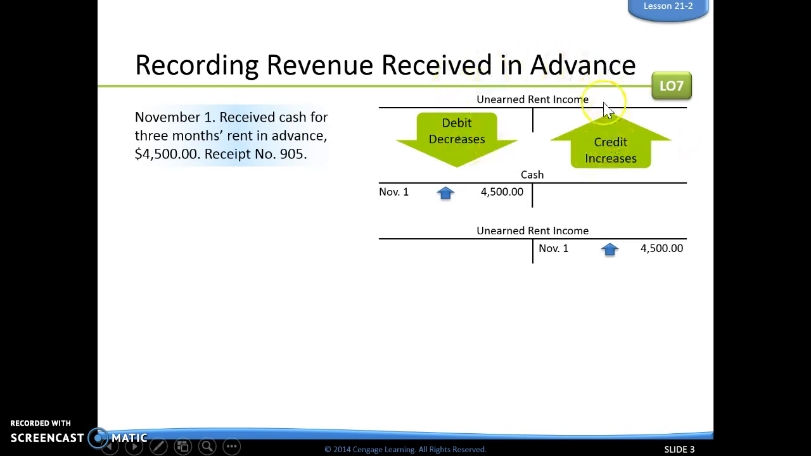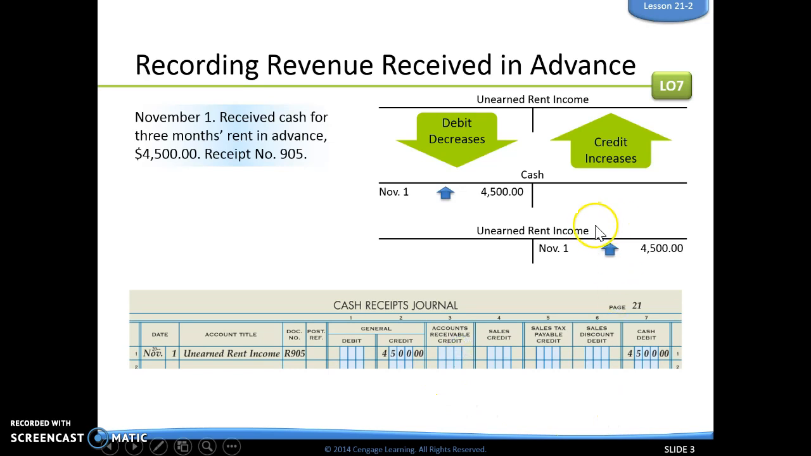Now, make sure that you pay attention to this. More than likely, that will be on your test. Unearned rent income is an account that decreases with a debit and increases with a credit. Okay? If we think of income, sales on the right side of the equation, it increases on the right. Okay?